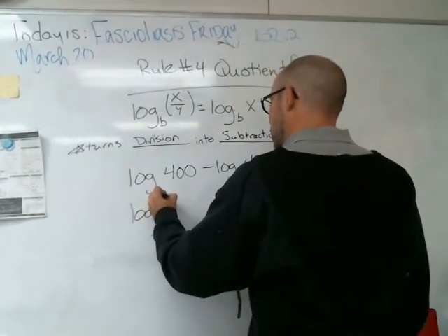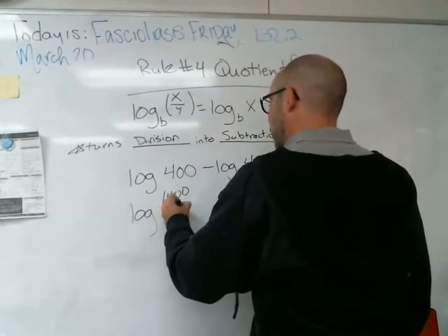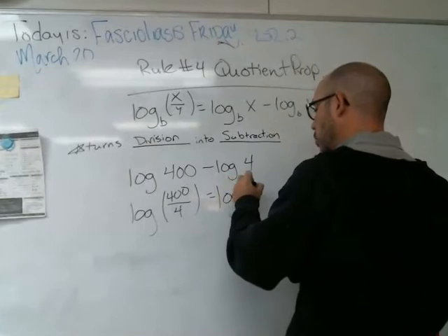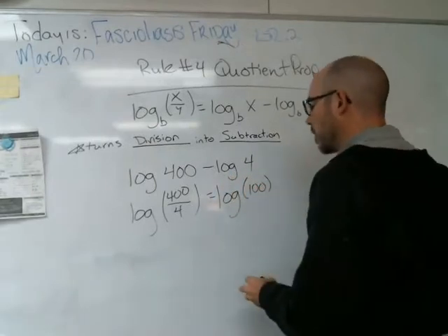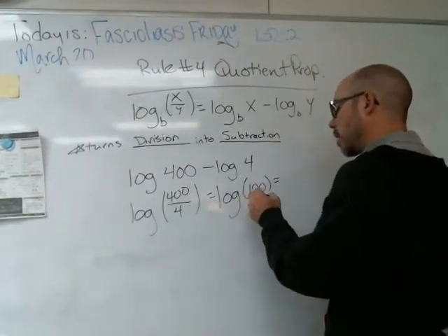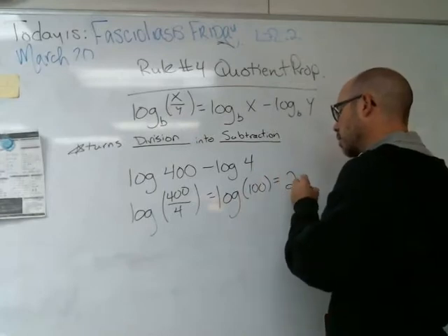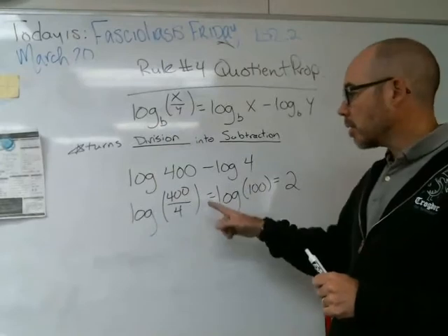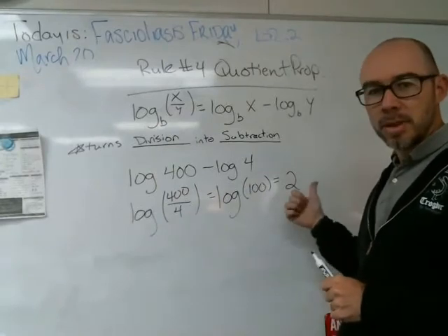So this turns into 400 over 4, which is the same thing as the log of 100. This is base 10, so that means 10 to the power of what equals 100, and the answer was 2. I couldn't do that there, but I can do it there because it's that, which equals this.